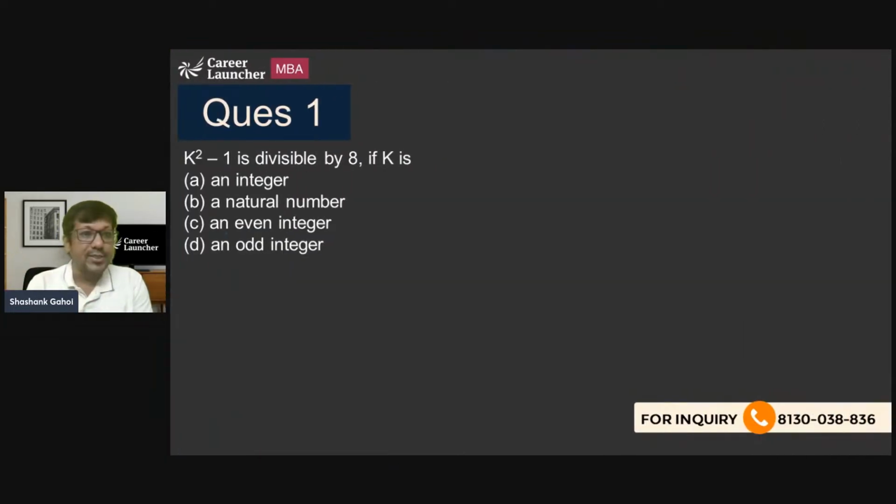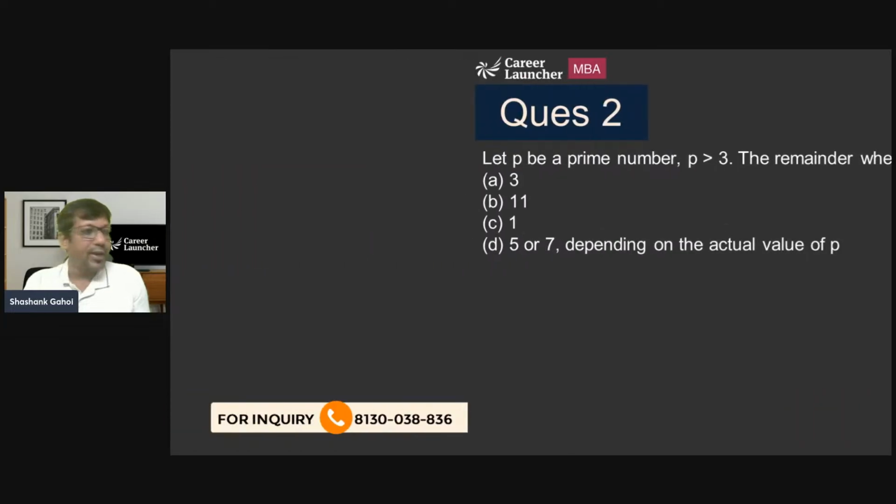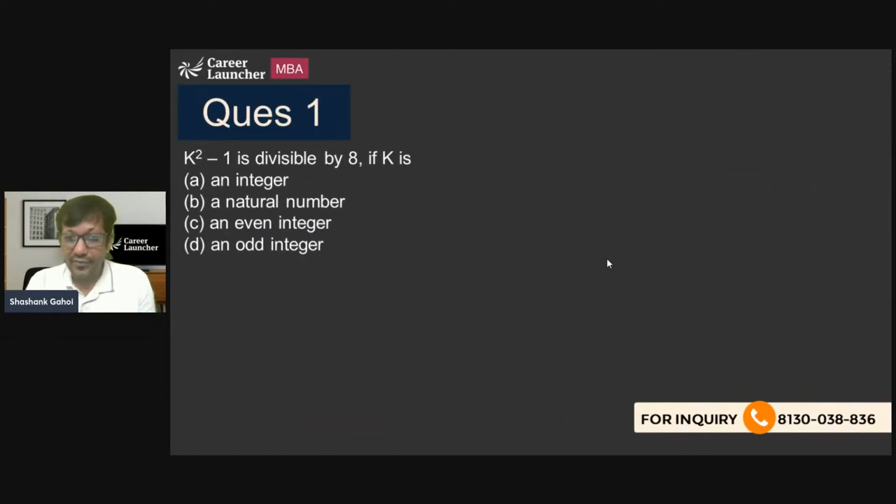Let's start the questions. What is the first question? k square minus 1 is divisible by 8. Then what is k? Is it a natural number, an even integer, an odd integer, or a natural number or an integer? Any integer will do. So what approach are we going to take in the first question?